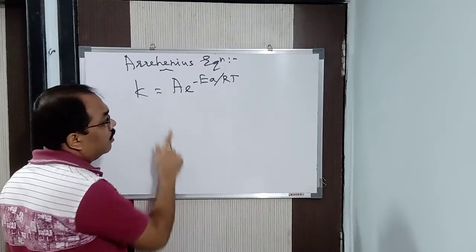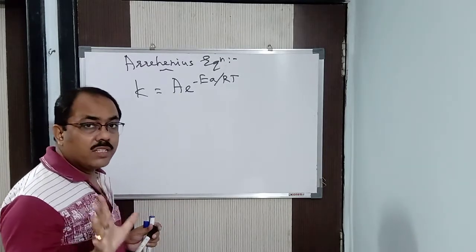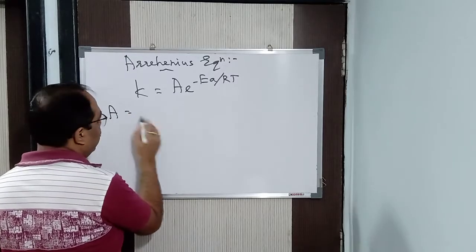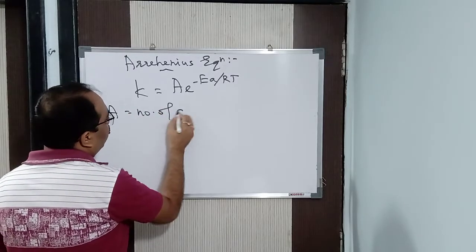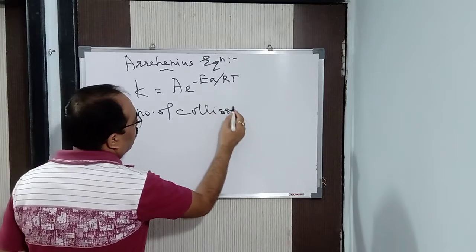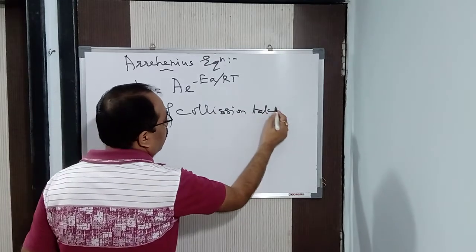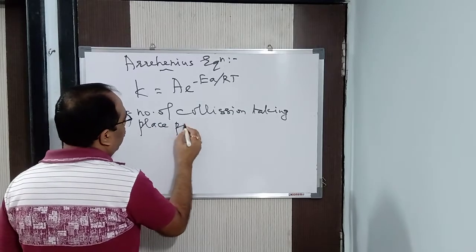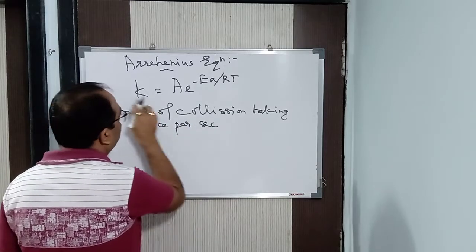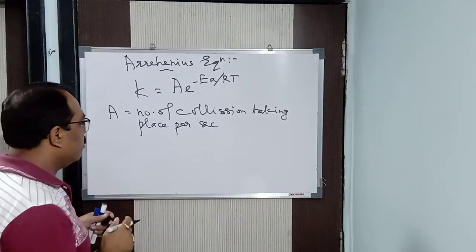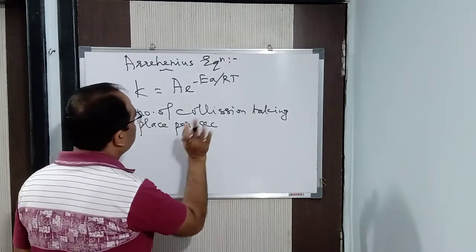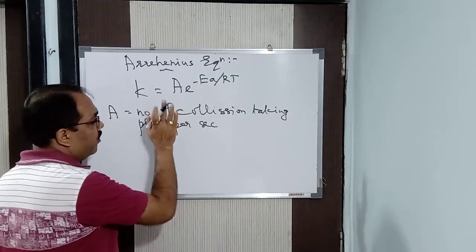Frequency factor means the number of collisions taking place per second. A stands for frequency factor, mind it. It means the number of collisions taking place. Which collision? Effective collisions taking place per second. Then only k will get the rate constant, then the reaction is going to take place. So, in this way, the number of collisions taking place per second, that is A. A stands for frequency factor.